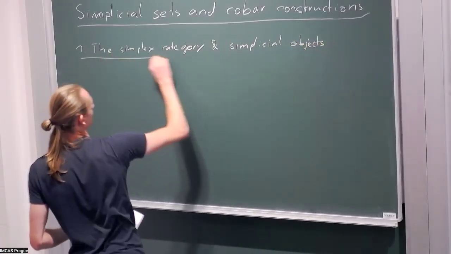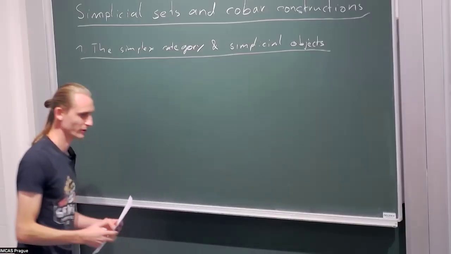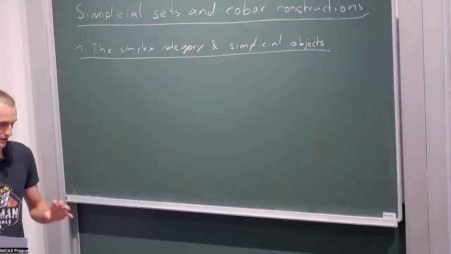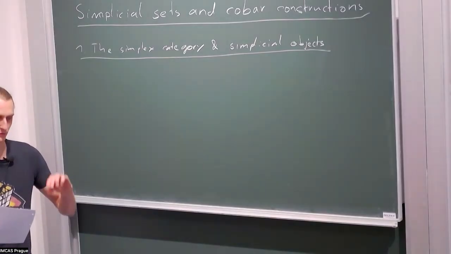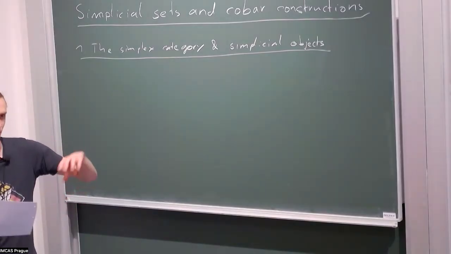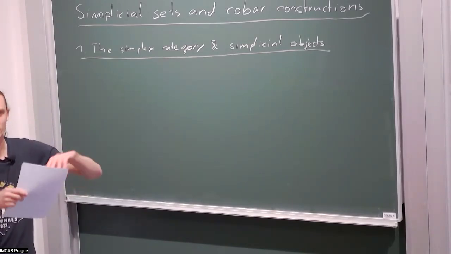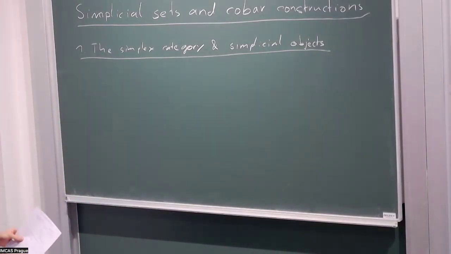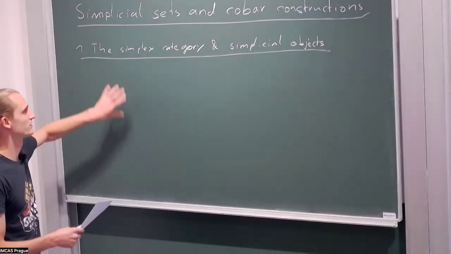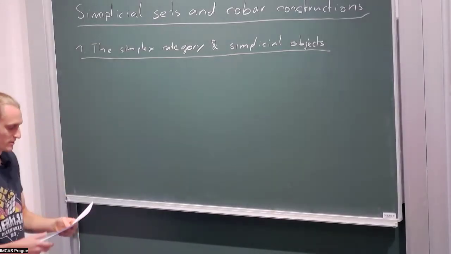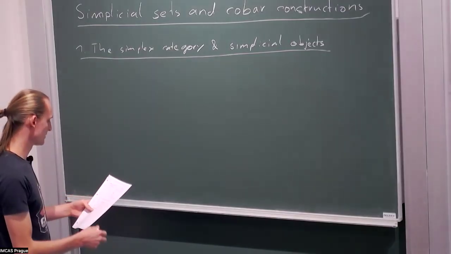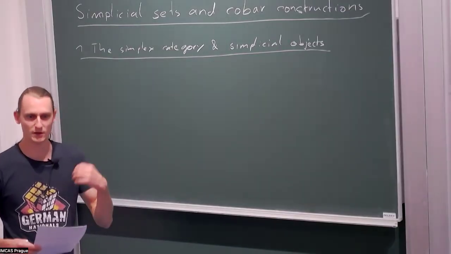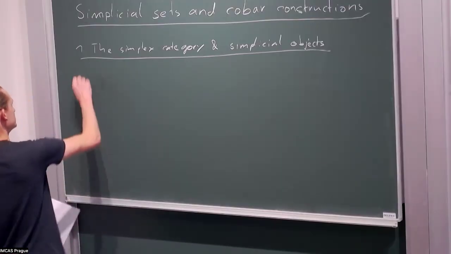So maybe a little bit of motivation. What is a simplicial set? You can think of it as a topological space that is built out of points, vertices, then edges, and then triangles, and then tetrahedrons, and so on. But we can describe it not topologically, but purely combinatorially, or in terms of category theory. A simplicial set will just be a presheaf on the simplex category.